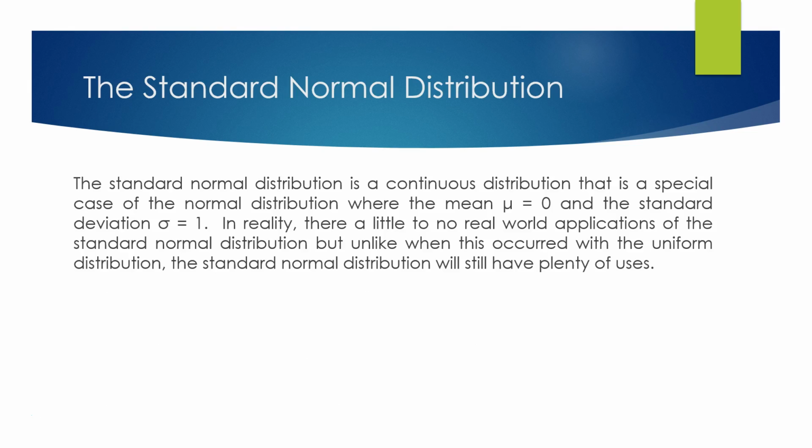So the standard normal distribution is going to bear a lot of similarities to the uniform distribution. Specifically, however, it is a special instance of the normal distribution where the mean is 0 and the standard deviation is 1 every time. So every time the mean is always going to be 0 and the standard deviation will be 1.